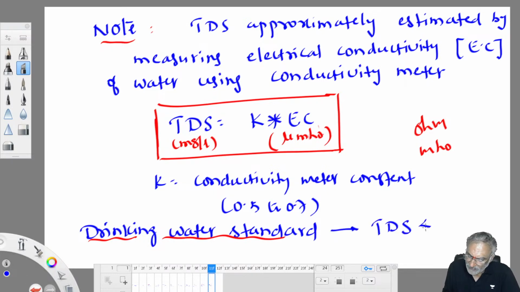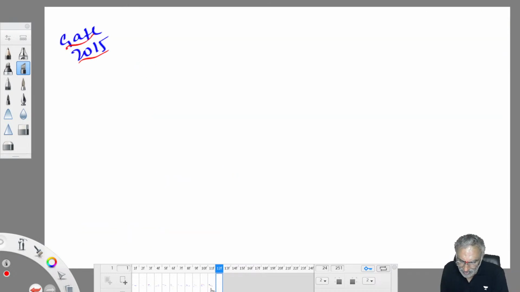TDS in drinking water should preferably be less than or equal to 500 milligram per liter. More than 500 is objectionable, though we can tolerate it to a certain extent. More than 1000, we can straight away reject. 500 to 1000 is okay, but preferably less than 500 is good.